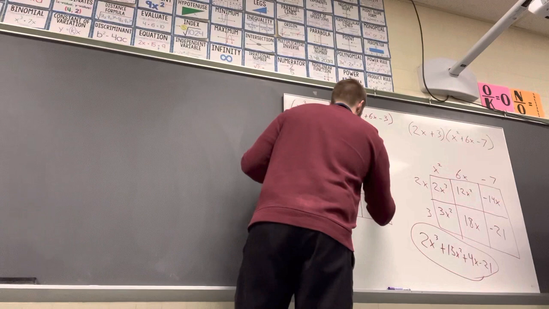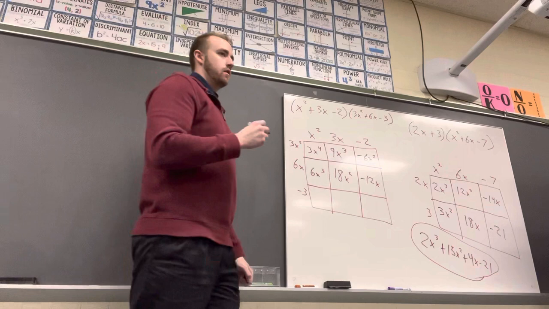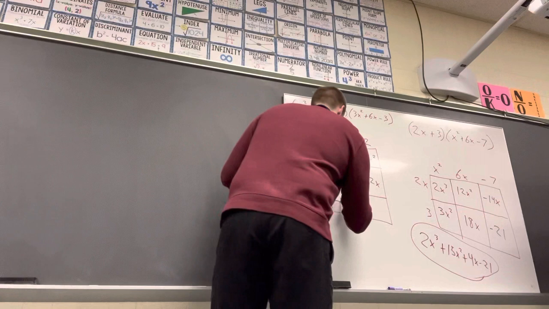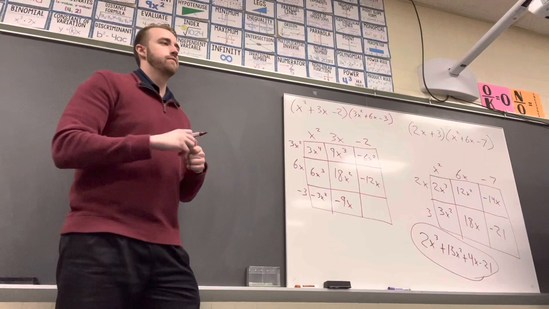And lastly, our last row, negative 3 times x squared? Negative 3x squared. Good. And then we'll have negative 3 times 3x. Negative 9x. And lastly, negative 3 times negative 2? 6, right? A positive 6. A negative and another negative make the positive, so we get a 6.